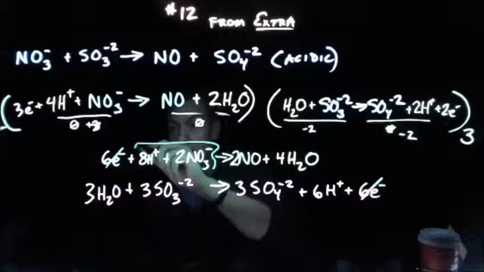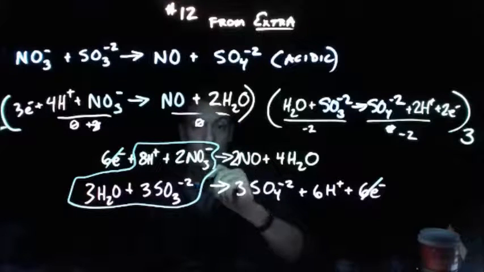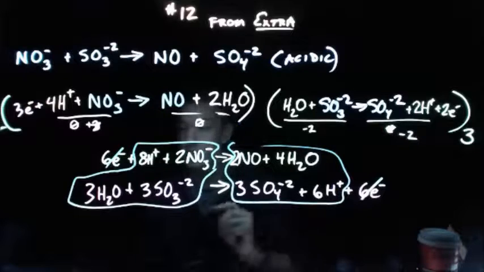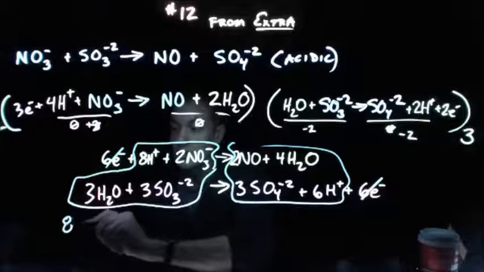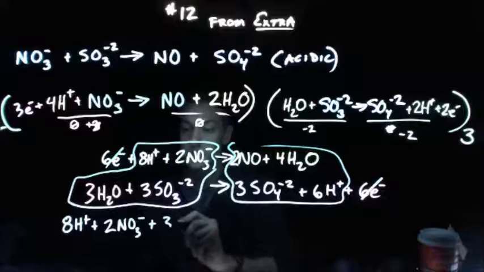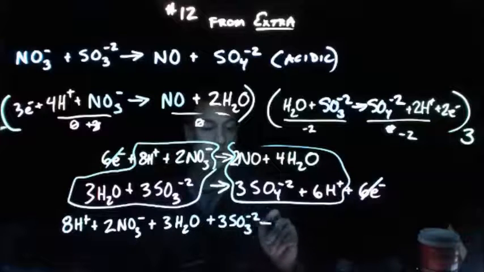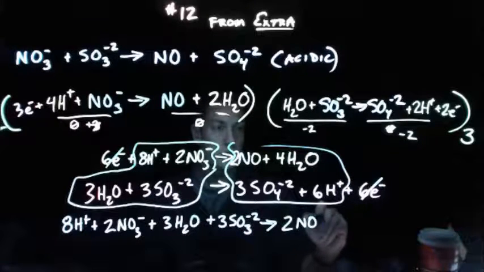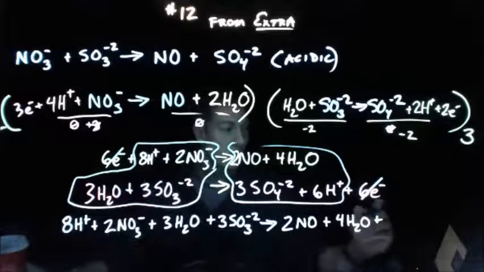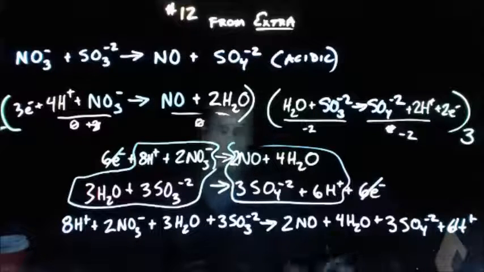Now I can combine the two reactions, two equations, into one equation. I'm going to combine all of the reactants and all of the products. And I'm just going to rewrite it as one long chain. So it's going to be 8 hydrogen ions plus 2 nitrates plus 3 waters plus 3 SO3 2-s yield 2 NOs plus 4 waters plus 3 SO4 2-s plus 6 hydrogen ions.